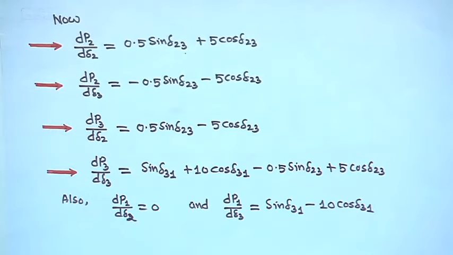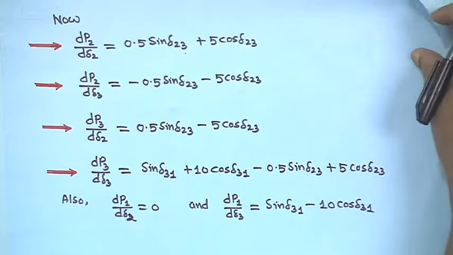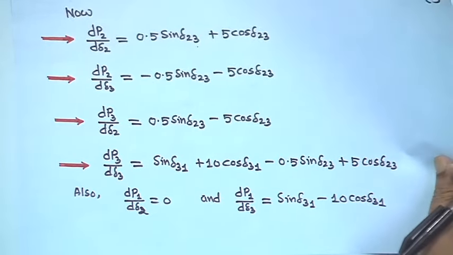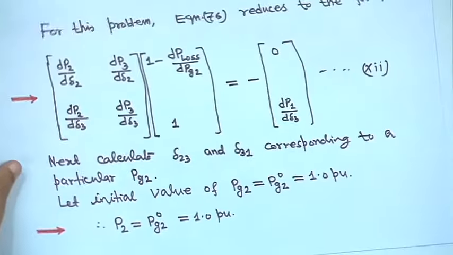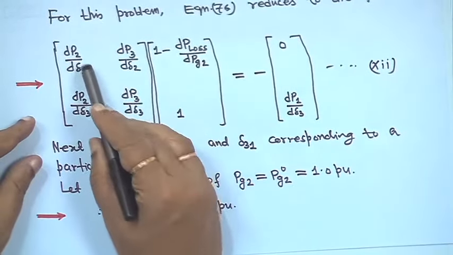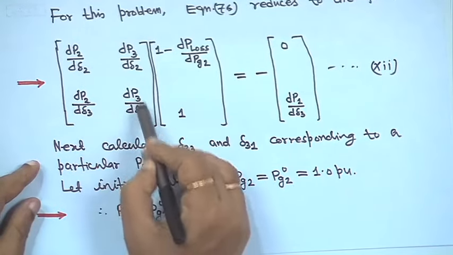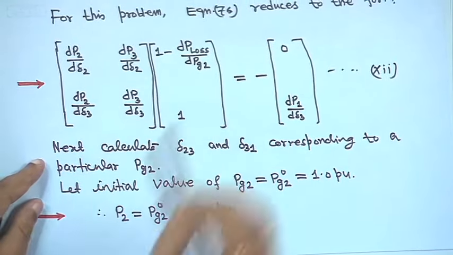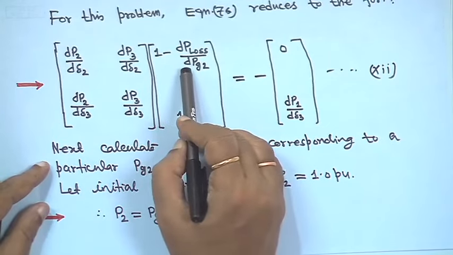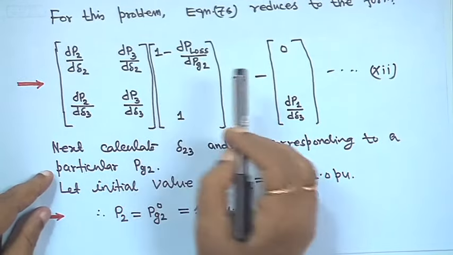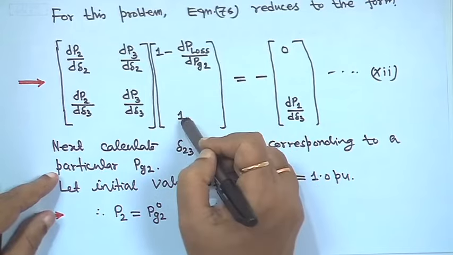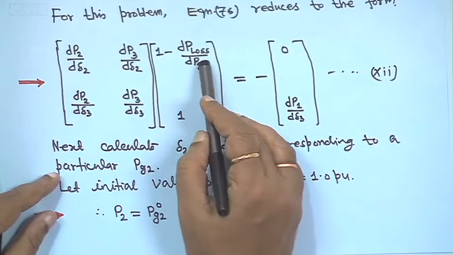Once you do so, then equation 76 that we have derived will be reduced to this form. This matrix will be dP2 d delta 2, dP3 d delta 2, dP2 d delta 3, dP3 d delta 3. Here only one bus, bus 1, is the slack bus, one bus is a load bus and another bus is a generator bus.